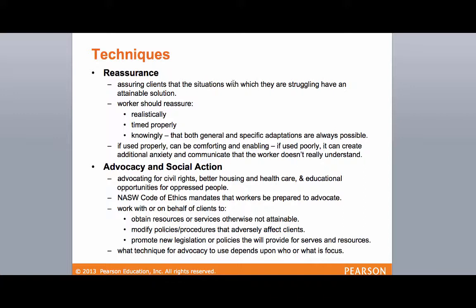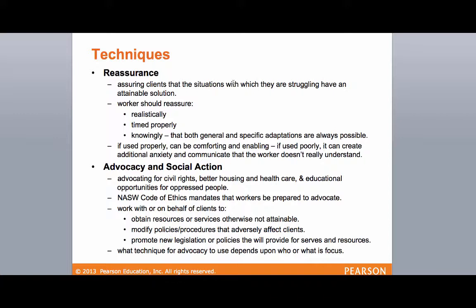Reassurance. Assuring clients that the situations with which they are struggling have an attainable solution. Reassurance is another one of these things that I think we're told in working with clients to be very, very cautious about using, because rapid, superficial reassurance, everything's going to be okay, don't worry, those kinds of things really comes across as superficial and ungenuine, and I think it undermines a client's sense that you understand. So if it's not used properly, you communicate to the client that maybe you really don't understand just how serious this problem is, and the client at least is at a spot where he or she's not so convinced yet that everything's going to be okay, even if you say that it is.